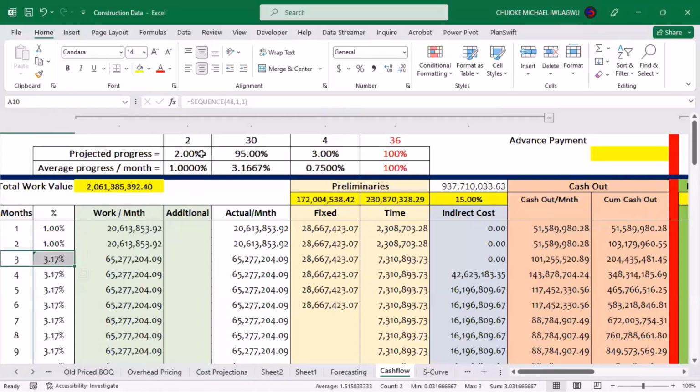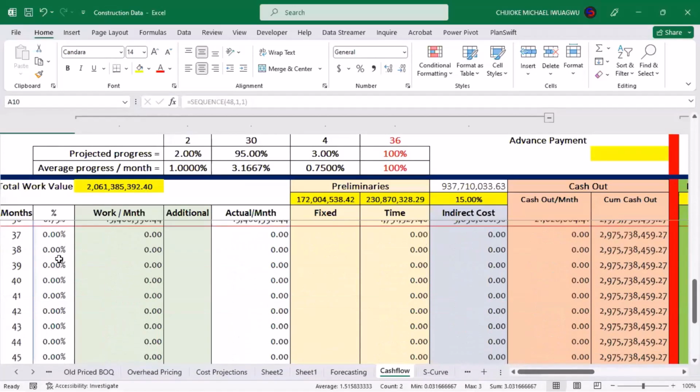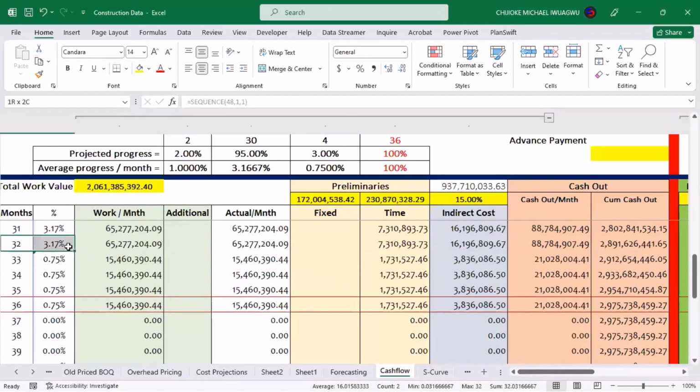For the third month, which is in this bracket, my progress rate will now increase to 3.1667. That is why you have 3.167 until you get to 32 months, which is 30 plus 2. So it will continue to be the same until you get to 32 months. This is the 32 months. Then it will now change to the next one, which is 0.75%. That is how we're able to establish these progress rates.